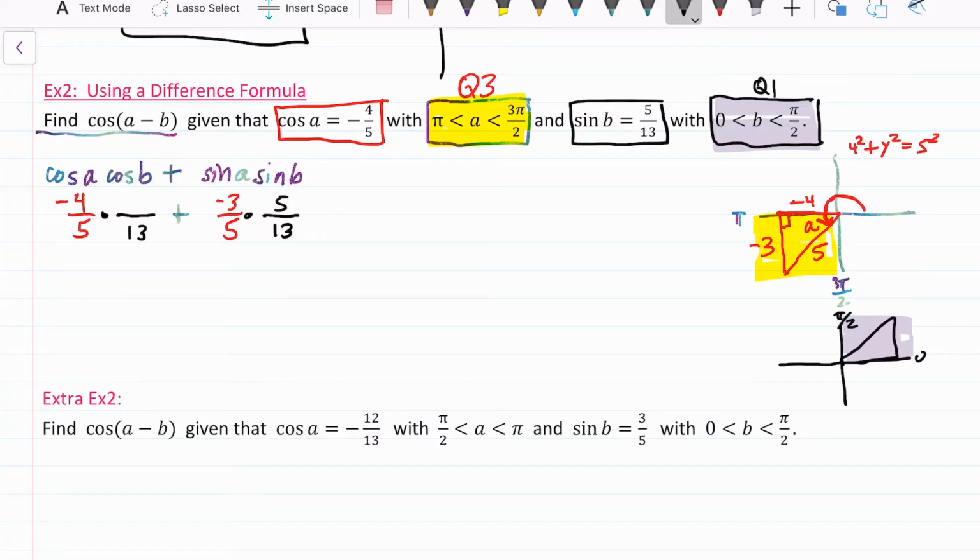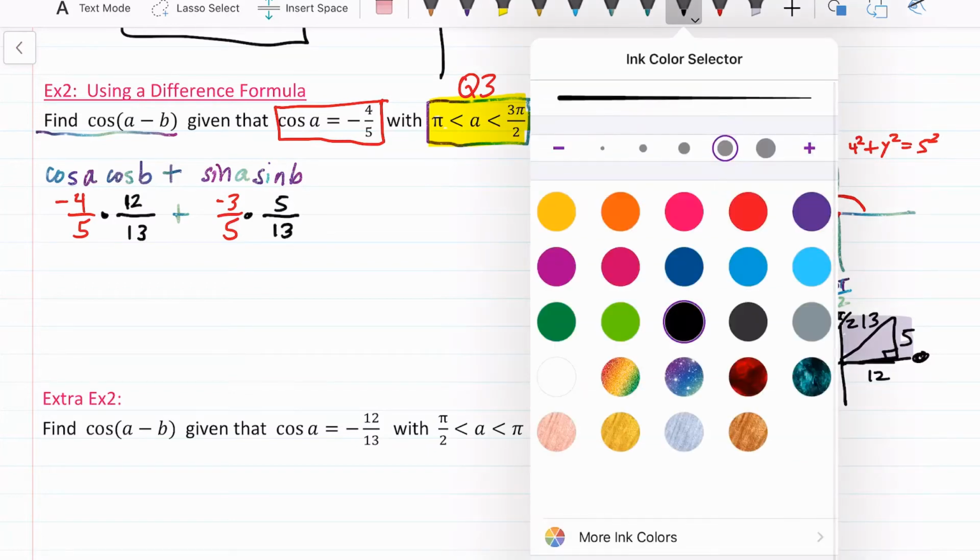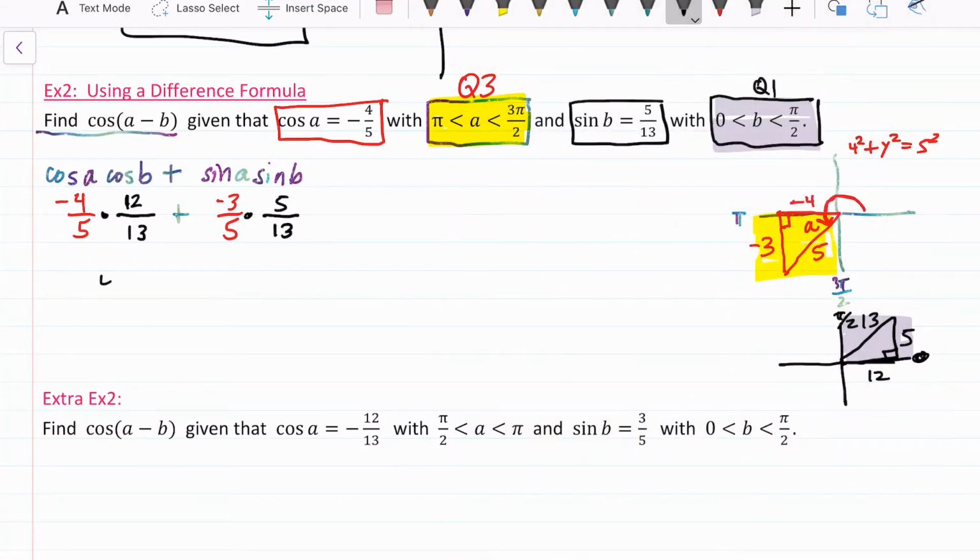Anyway, sine of B is 5/13. If you do the Pythagorean theorem, you're going to get 12 for the x value, which means that cosine will be 12 over 13 because cosine is x over r. And now we have the numbers that we need, and we will just multiply those together. So when you multiply these two together, you will get negative 48 over 65.